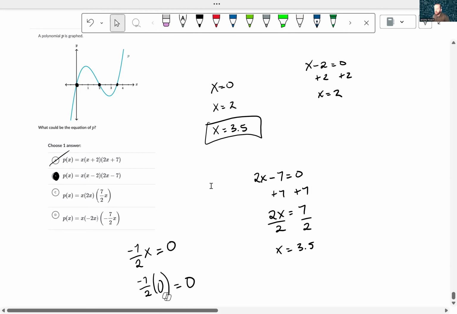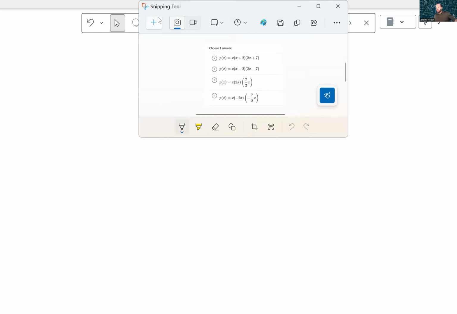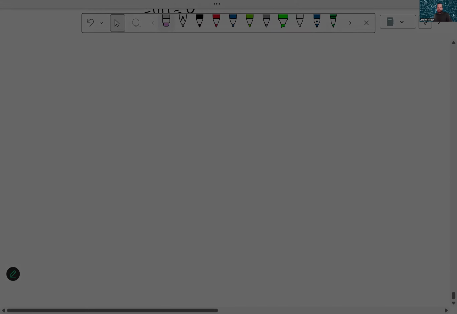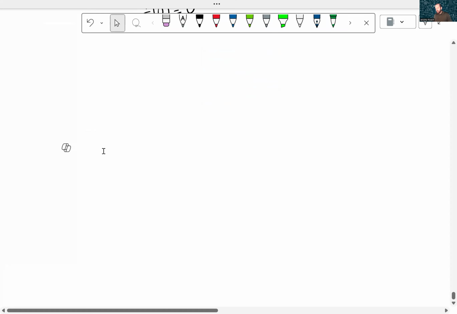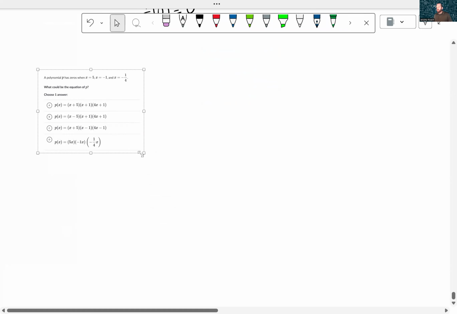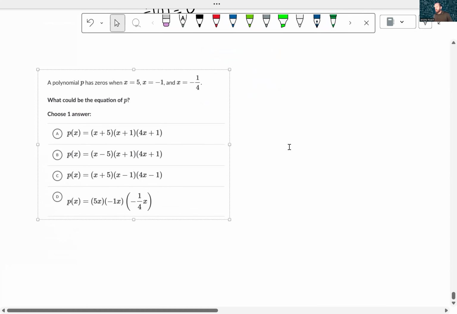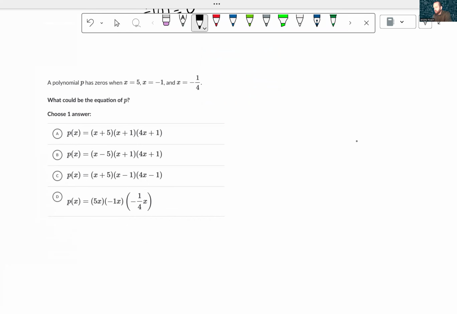Let's look at one more that's not graphed. Go to the next one here. So this one, it doesn't tell us a graph, it just tells us the zeros. So instead of us having to find them, it just tells us what they are. So it says P has zeros at 5, -1, and -1/4.